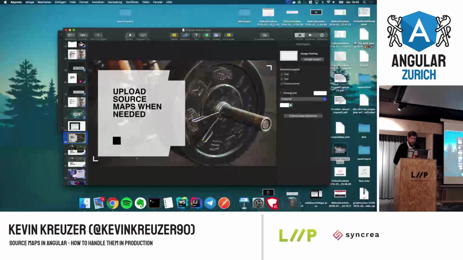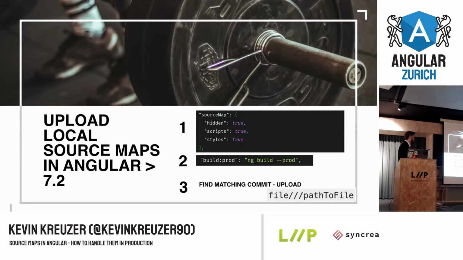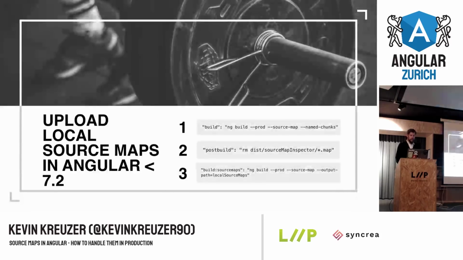So this was our first approach. And there we can see what we've done. Not too fancy tools, we just add source maps. We set the property hidden to true, scripts to true, styles to true. Then we do a prod build. We would find the matching commit and just upload the source maps. This is for Angular 7.2.